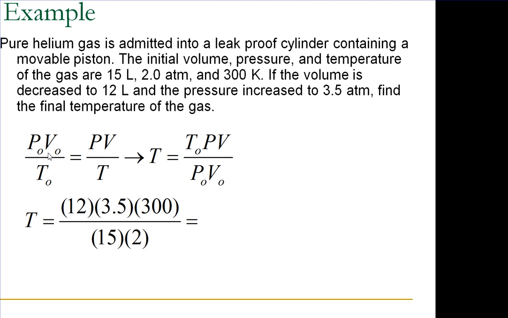So P naught V naught divided by T naught is equal to PV over T. I solve this for my final temperature. I wind up with 12 times 3.5 times 300 divided by 15 times 2, or a final temperature of 420 K.